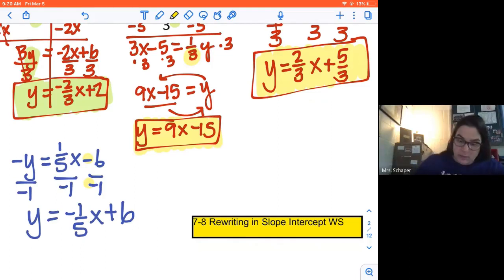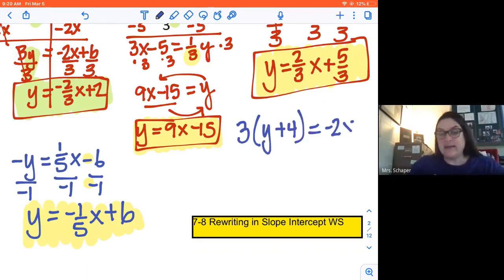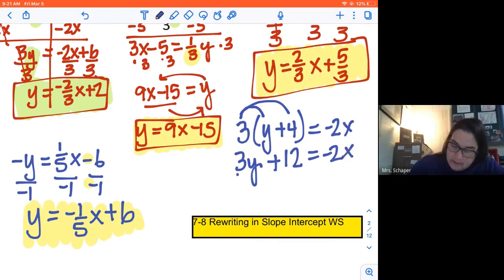Okay. So that was one more I wanted to show you. And the other one I wanted to show you was this. If I have 3 times the quantity y plus 4 equals negative 2x. Let's say it's that. All right, distributive property. It's been a while since we've played around with that. So bringing that back, this means 3 times y and 3 times 4. So 3y plus 3 times 4 is 12 equals negative 2x.